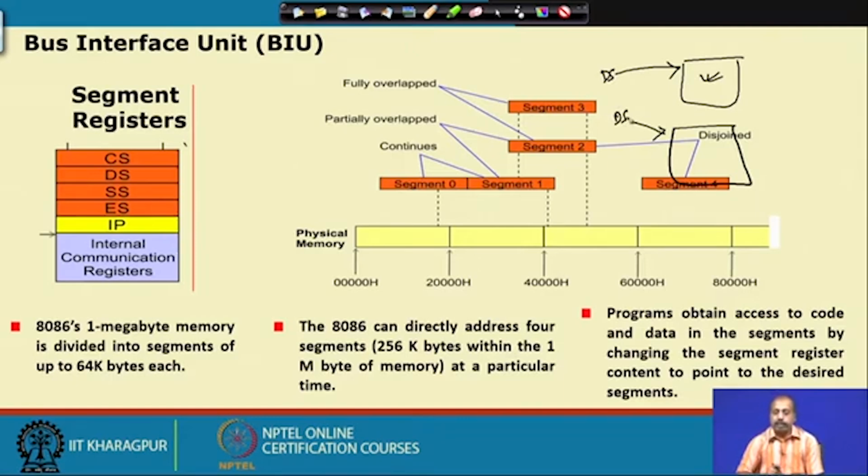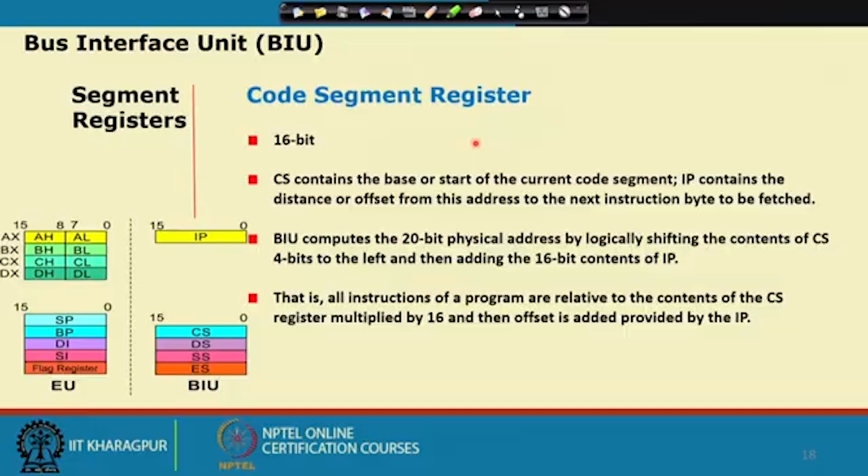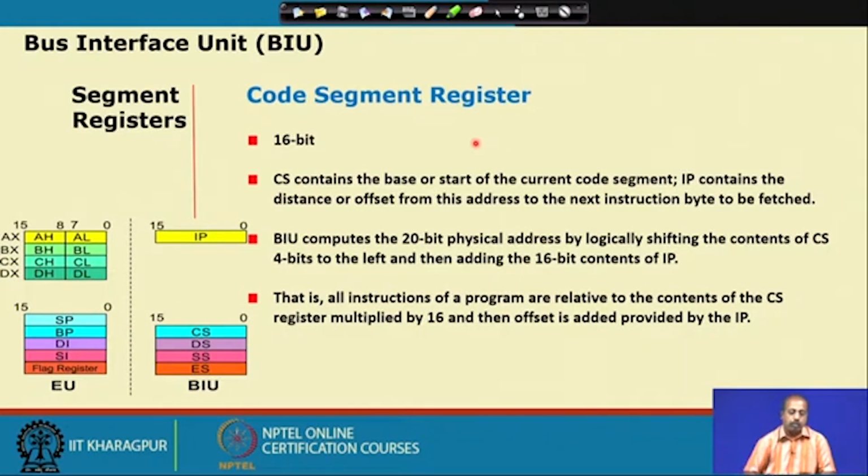So, you see that at one point of time, you can access 4 different segments through these segment registers, but if you want, you can change the content of those segment registers in the program. As a result, it can access different regions of the memory during execution. So, the next is about the segment registers. We will start looking into more detail.